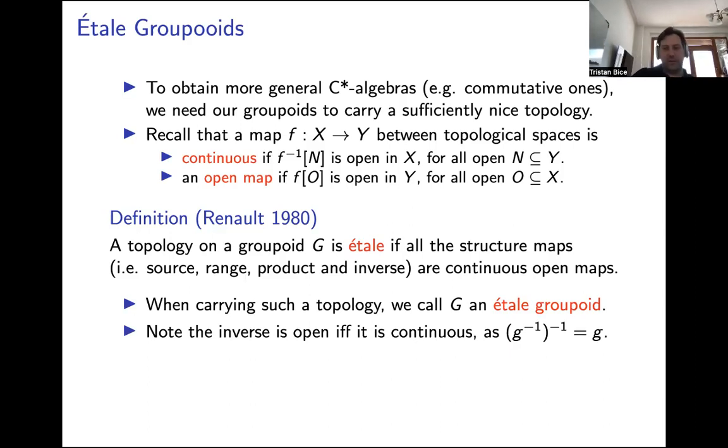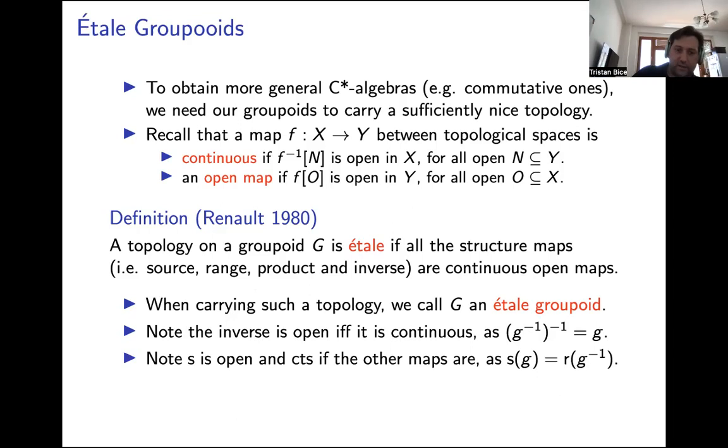And maybe just a few comments on the definition here. You can see there's already a bit of redundancy, because if you look at, say, the inverse, well, we know that that's an involution, right? The inverse of the inverse is itself. And what that tells you is that forward images under the inverse map are exactly the same as inverse images, as pre-images. So what that tells you is that the inverse function is an open map if and only if it's a continuous map. So you only need to assume one or the other.